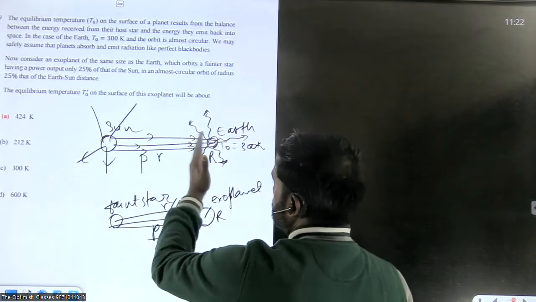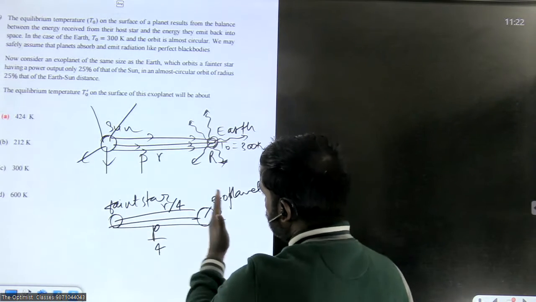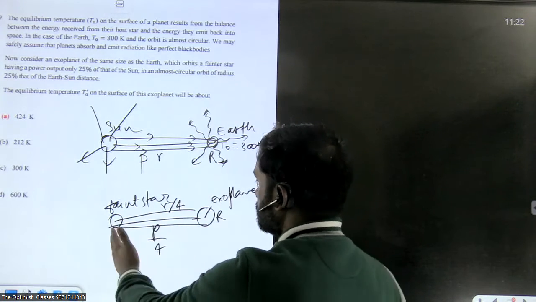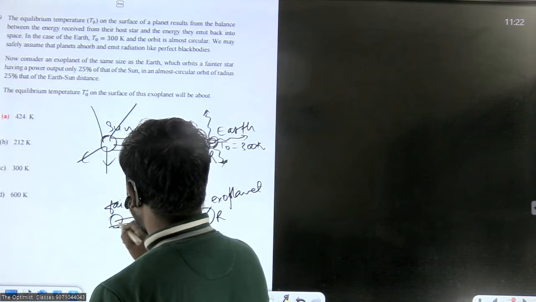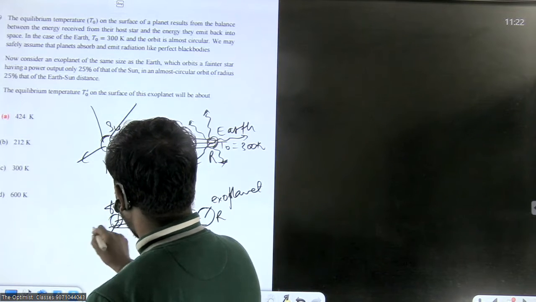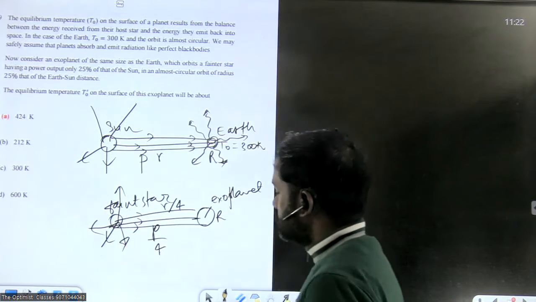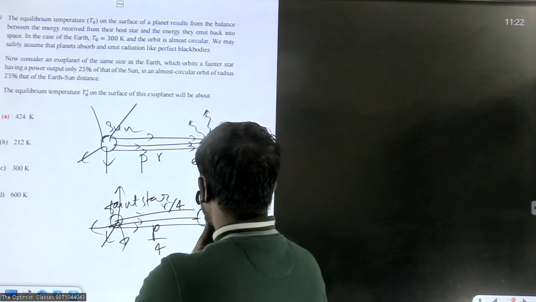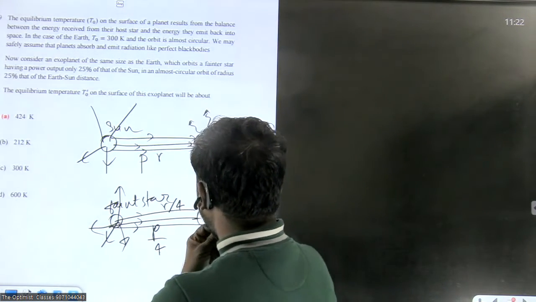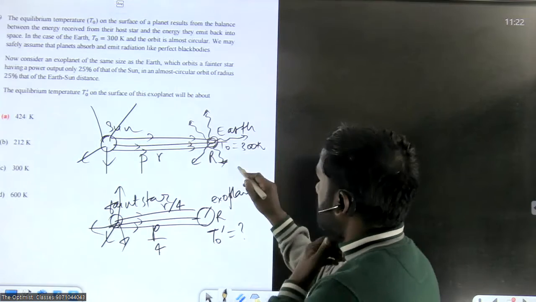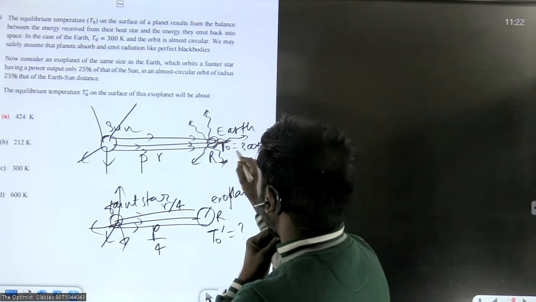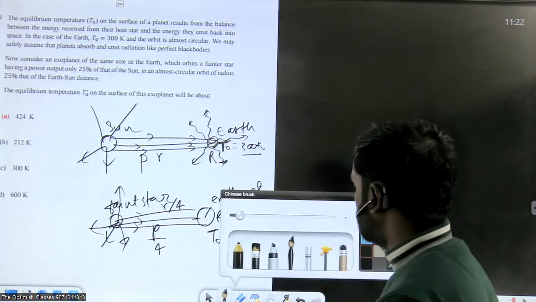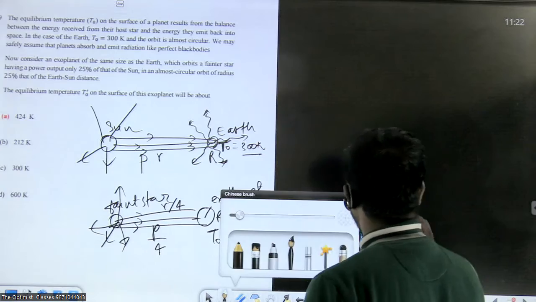So the sun to Earth distance is R, then the faint star to exoplanet distance is R by 4, and the faint star is emitting a power P in all directions. So this is P by 4. Now the question says its equilibrium temperature is T naught primed. This T naught primed we have to find, if Earth's equilibrium temperature T naught is 300 Kelvin. Okay, so let's see how we can do it.